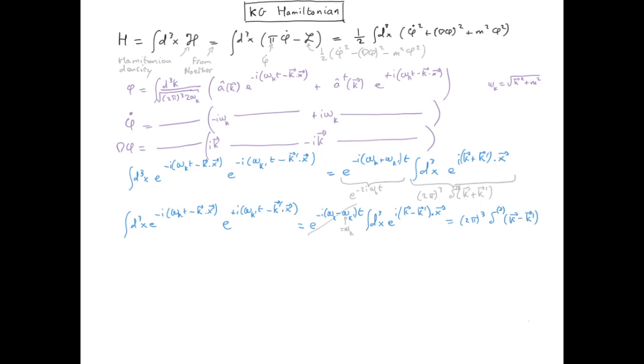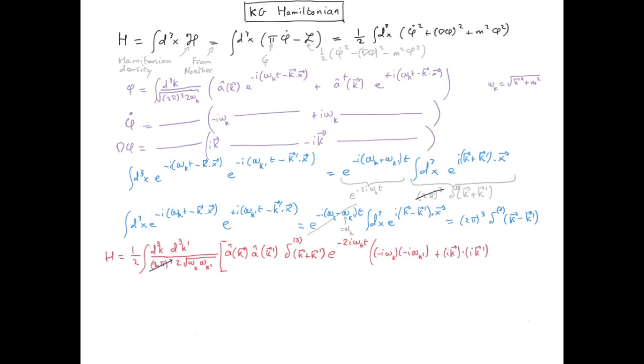We now write the Hamiltonian combining terms in A A, A dagger A dagger, and A dagger A. The A A term will involve this integral. We will have a term coming from the phi dot squared, which will involve a minus i omega k times minus i omega k dash. We have a similar term coming from nabla phi squared, which involves an ik times ik dash. And finally an m squared coming from the phi squared term.